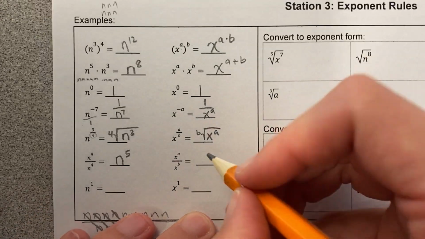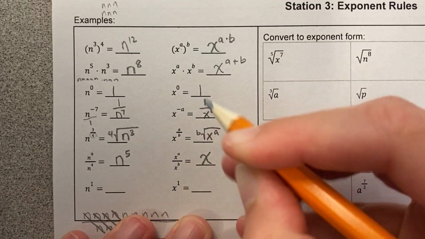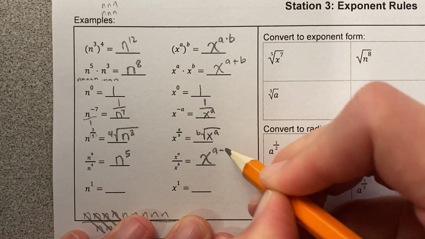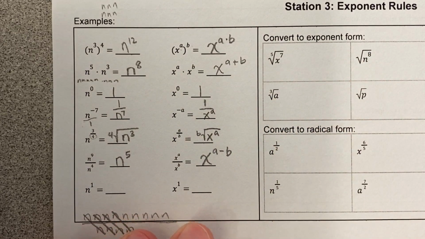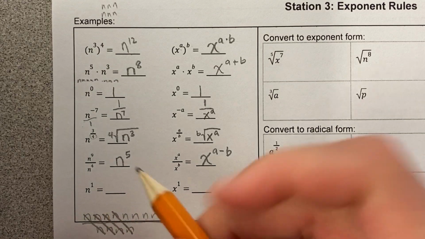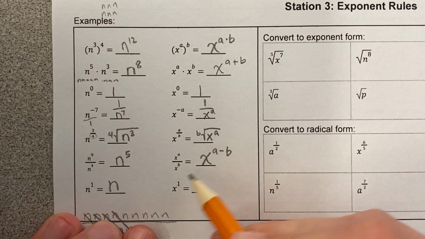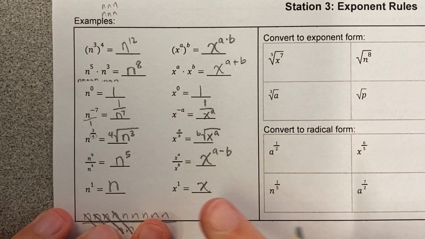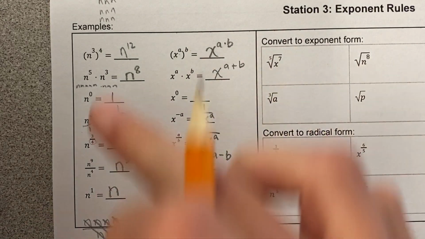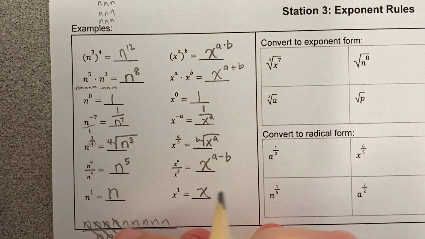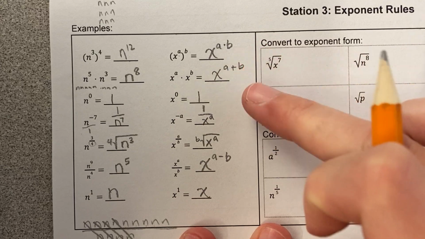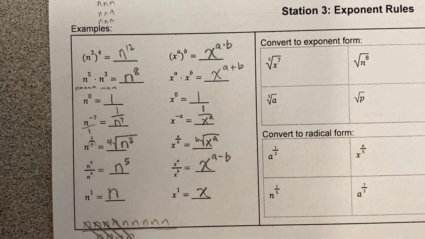So in this situation, this would be x to the power of whatever this top number is minus whatever the bottom number is. Okay, and then last one, n to the power of 1 is just n, and x to the power of 1 is just x. We can take these rules that we can just observe, and we can make them rules that work for anything.